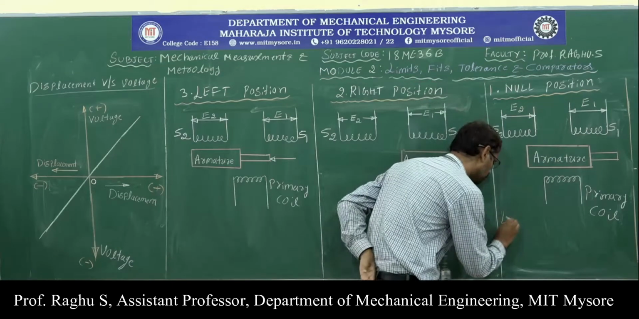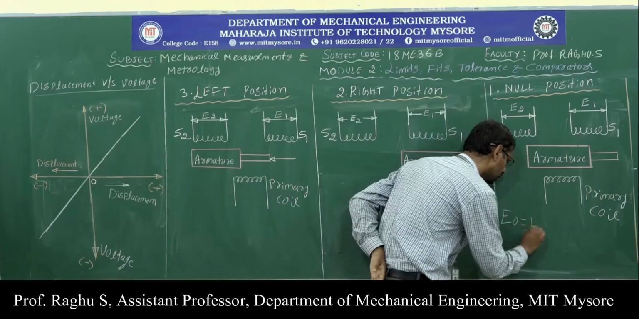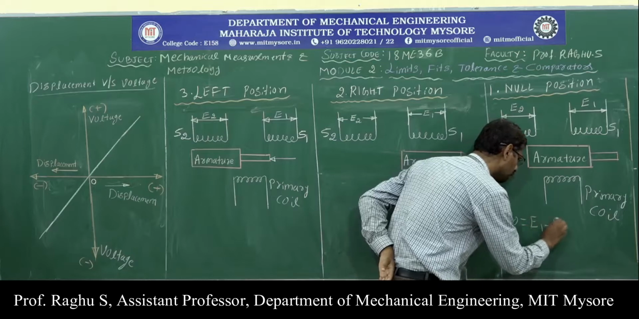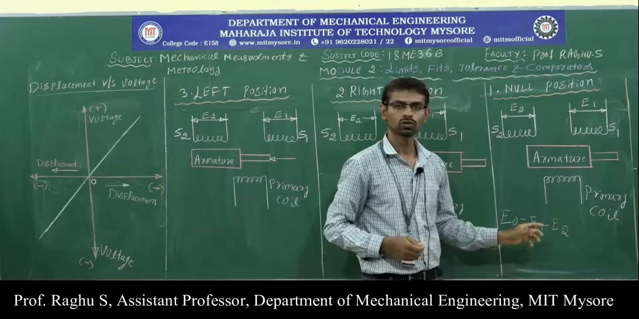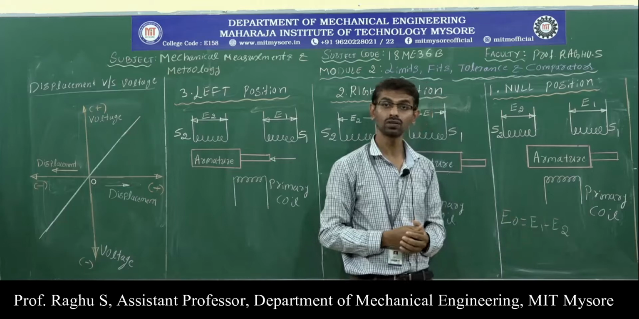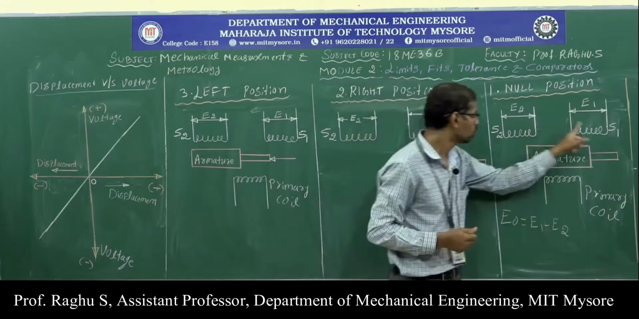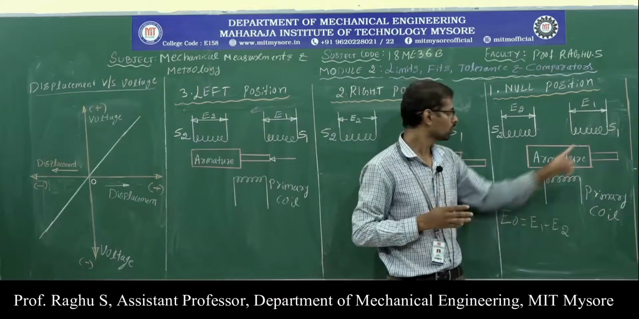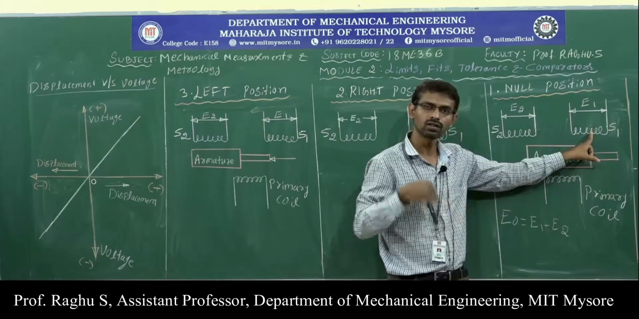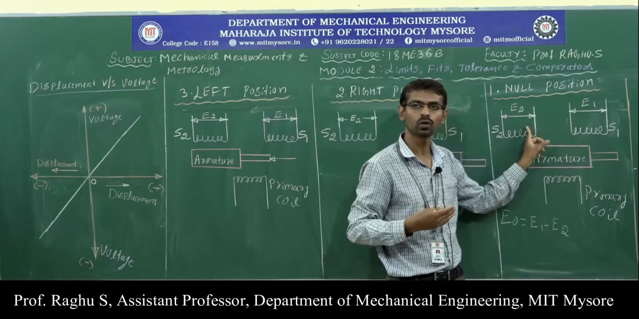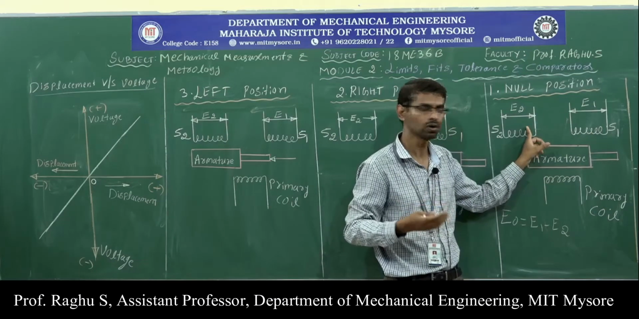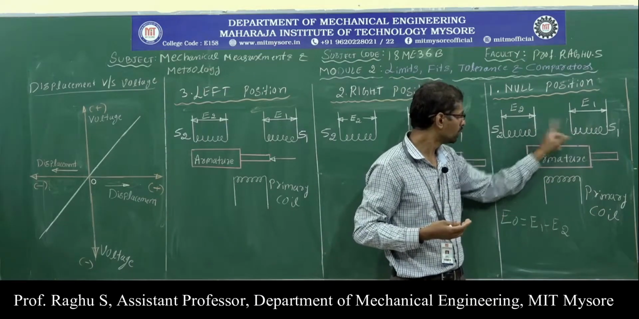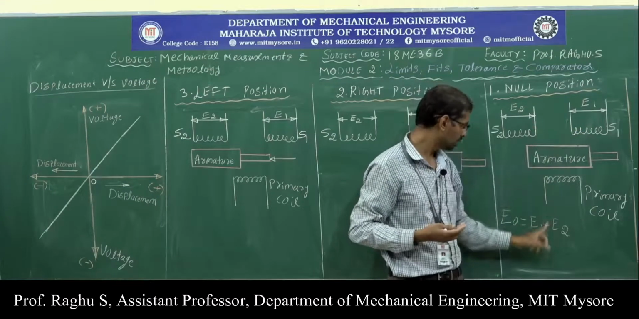Therefore, output voltage E0 is given by differential voltage E1 minus E2. Why are we taking the differential voltage? Because the two coils are connected in reverse direction. Here secondary coil 1 is wound in clockwise direction, and the other is wound in anti-clockwise direction. Therefore, the output voltage will be the difference of E1 minus E2.